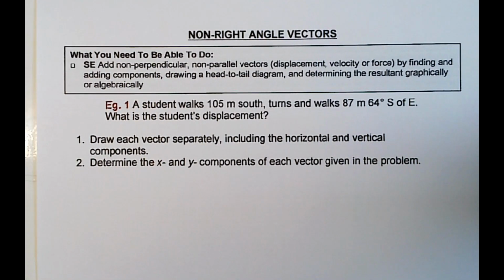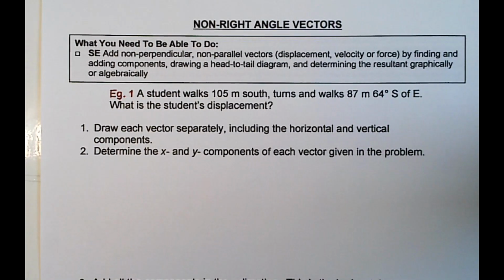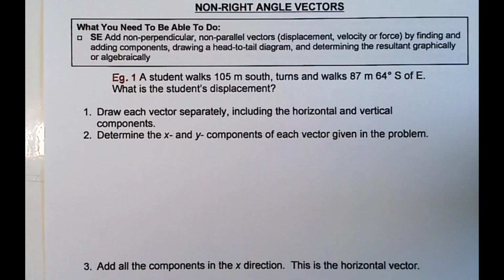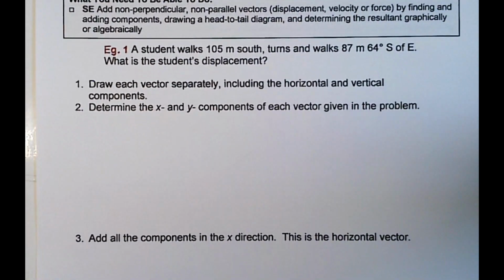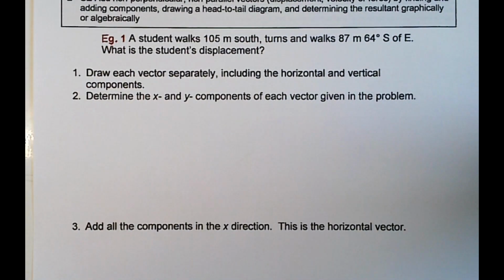To solve these problems, we have 6 steps, which sounds like a lot, but it's not very bad once you break it down. It's very similar to what we've been doing, just again a few more steps. So our first step tells us to draw each vector separately, including the horizontal and vertical components.